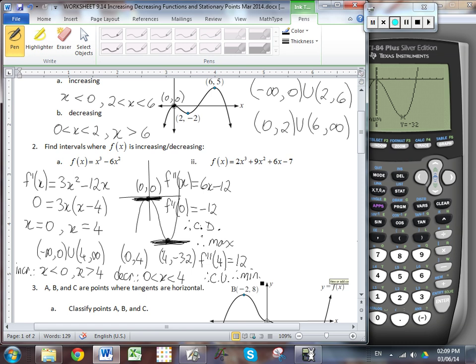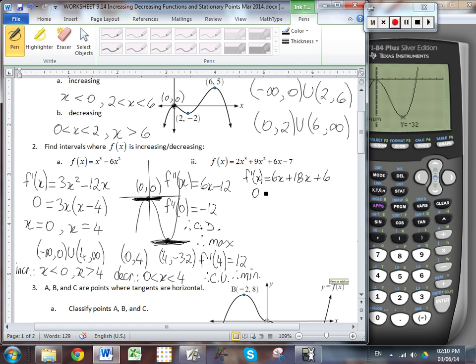And so because we know the location of the maximum and the minimum, we can of course figure out that it was increasing before the max, decreasing between the max and the min, and then increasing after the min. So I'm going to show you how to do number 2 entirely without using the calculator. So let's start by differentiating the expression.